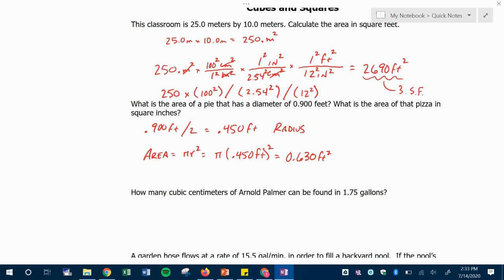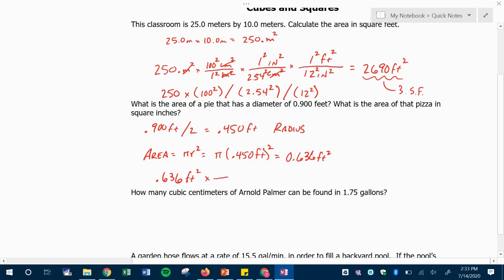Now let's do it in inches. If we're doing it in inches, we would start off with our 0.63. Oops, sorry, this is 0.636, not 630. So 0.636. So let's take that 0.636 square feet.